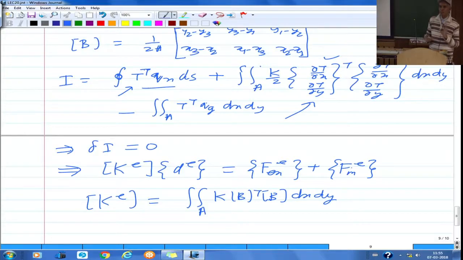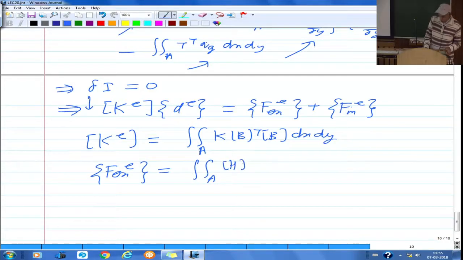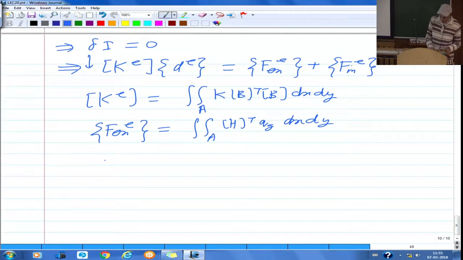The derivation in between steps, that is now from here to here, are exactly the same as what you do in case of 1D problems. There is no difference. And so that is how you will get this in this form, and F external is basically coming from this. So again integration over area of the triangle, this would be H transpose into Qg dx dy, and the last one is your F internal, which is the integration you are taking on the right hand side. So let me put a minus sign here, and this would be H transpose into Qn.